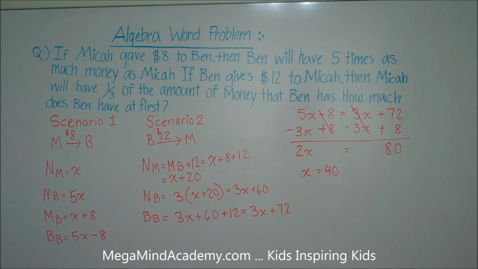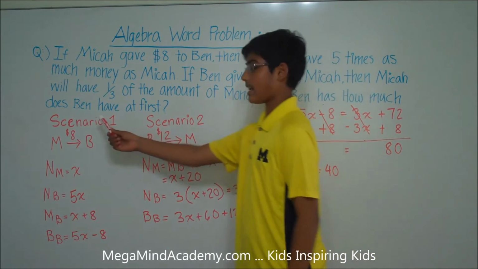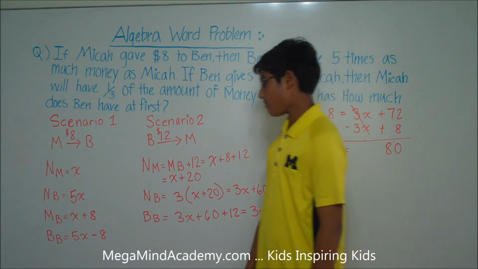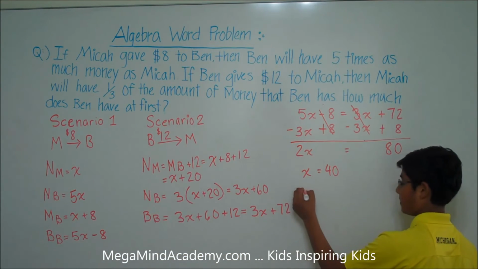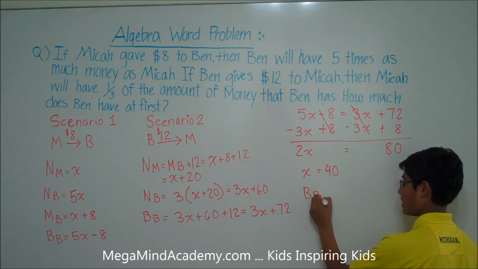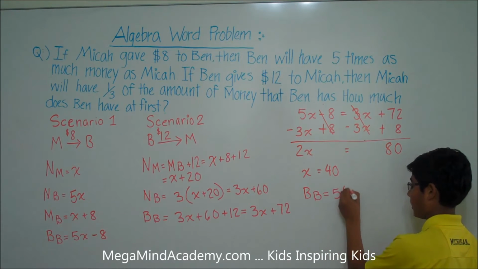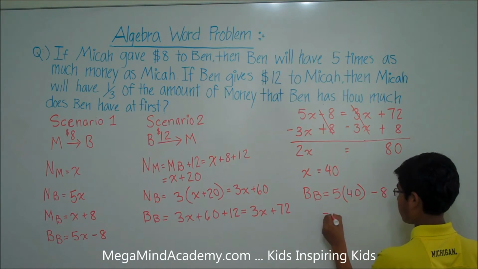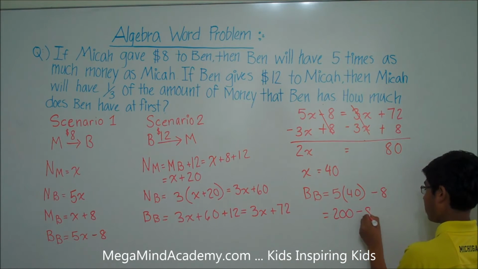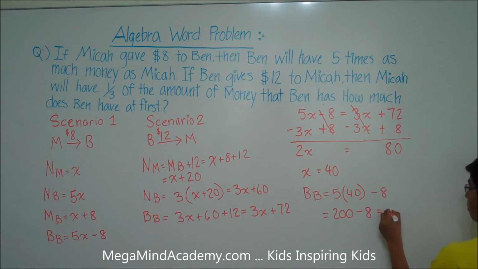Now we need to find out how much money Ben has at first. We know that Ben before is equal to 5x minus 8. So Ben before, B for Ben, B for before, is equal to 5 times 40 minus 8, which is equal to 200 minus 8, which is equal to 192. So Ben had $192 before. So he had $192 at first.